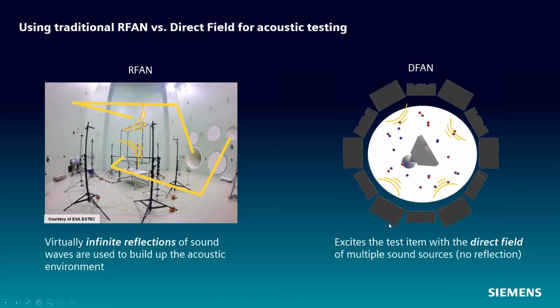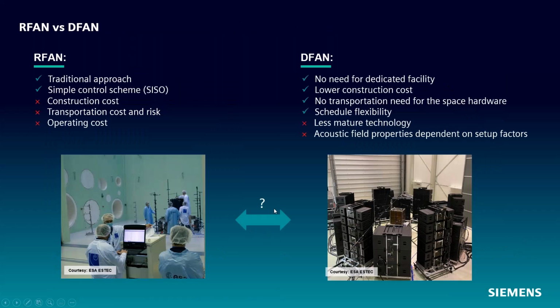anywhere. So you're bringing the test to the test article instead of bringing the test article to the test. And that significantly reduces risk of damage to the test article through shipment or setup or things like that. Because essentially you're building this around your test article. Let's take a look at some of the differences here.